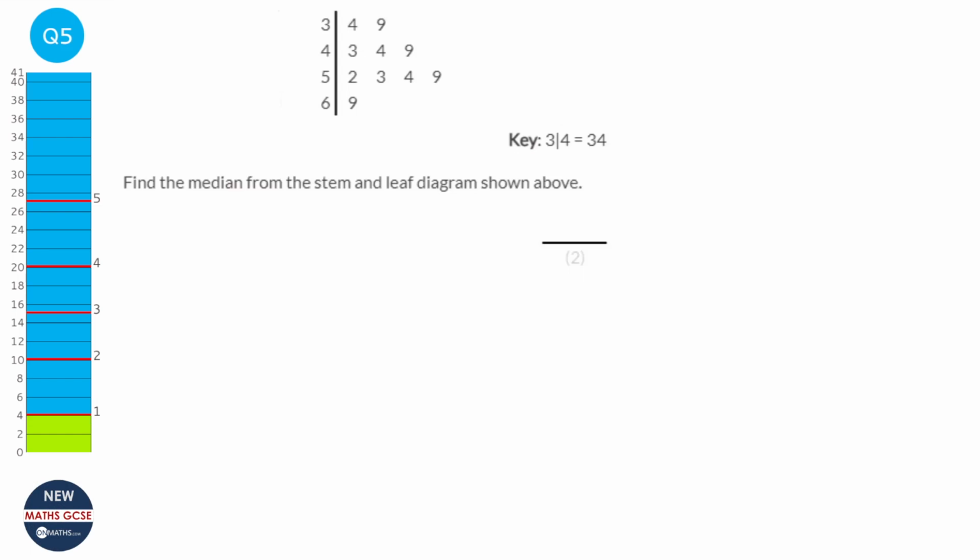Median means middle of an ordered list. Now, when numbers are put in a stem and leaf diagram, it means by default they are in order. So we're going to cross out the smallest and largest number. The smallest number is the 4 here, well, actually that represents 34. The largest is this 69 up here. Then cross out the smallest.